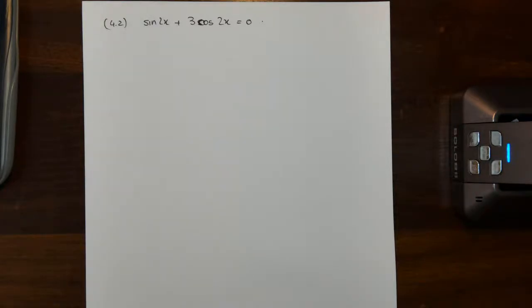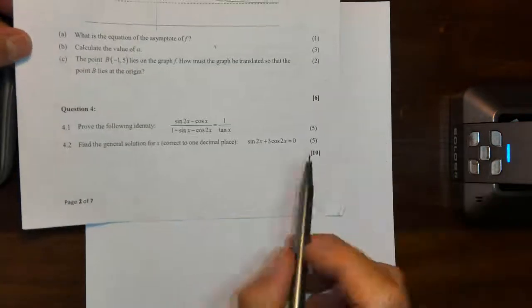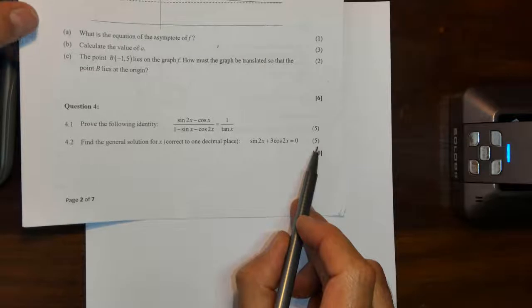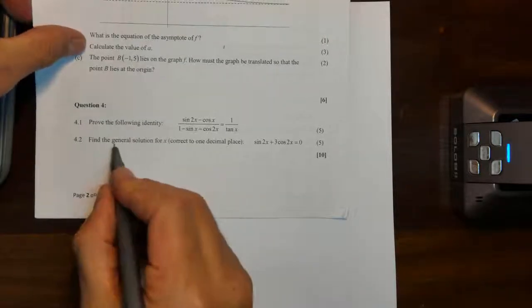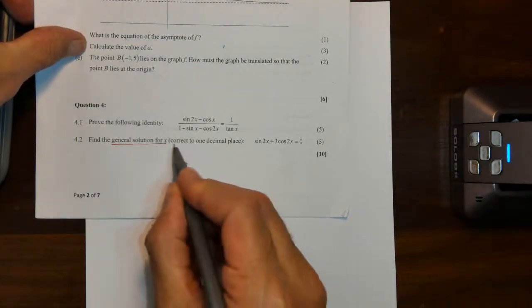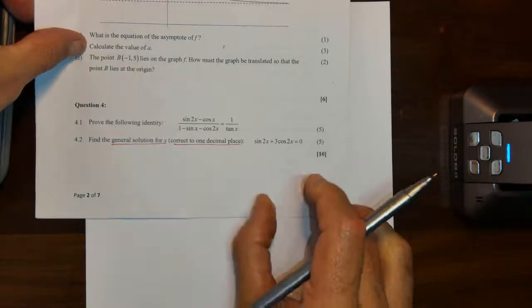Okay, the next question on the exam paper was a general solution to an equation that we gave you to solve. Now folks, again the same thing. You have to analyze what it is that you want to solve, the thing that we give you. And notice that this one was also just for 5 marks. We asked you for the general solution correct to 1 decimal place.